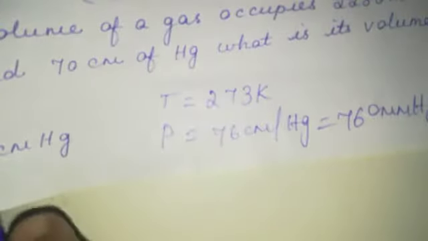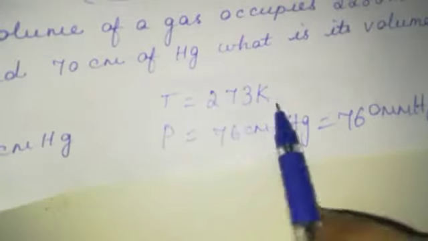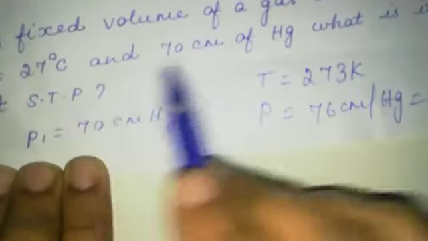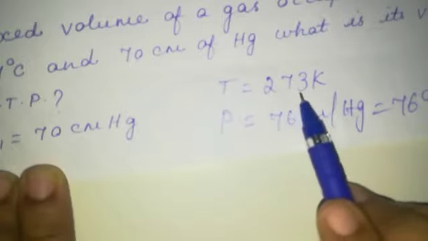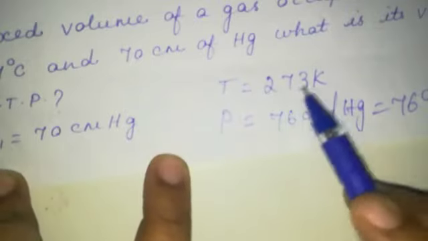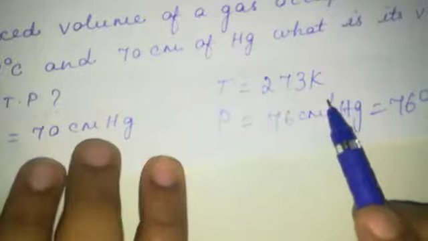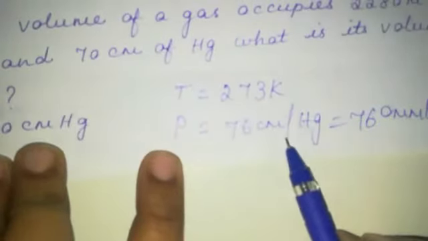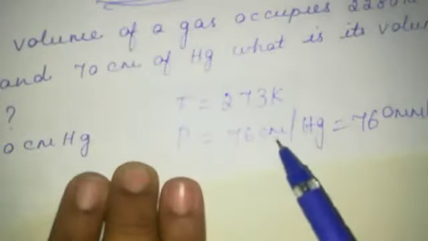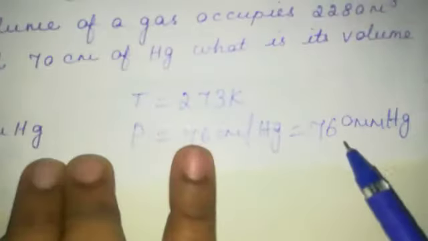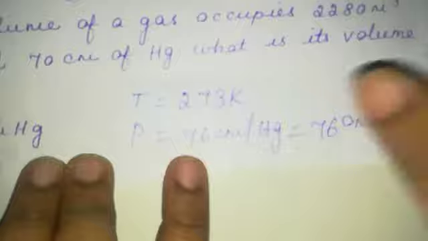Always, for standard temperature and pressure, you have to substitute. They will not give the temperature and the pressure value of the final state. They will be giving the standard temperature, so you have to make use of this temperature. Don't think that they have not given the data; you have to write it. 273 Kelvin and the pressure value is 76 centimeter mercury. If it is centimeter, you have to give this value. If it is millimeter, you have to make use of 760 millimeter mercury.